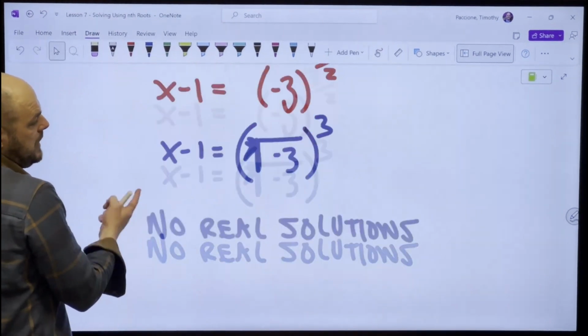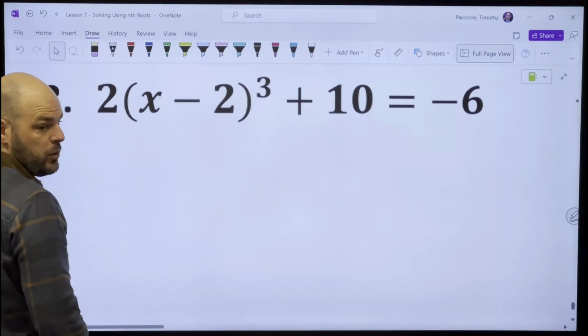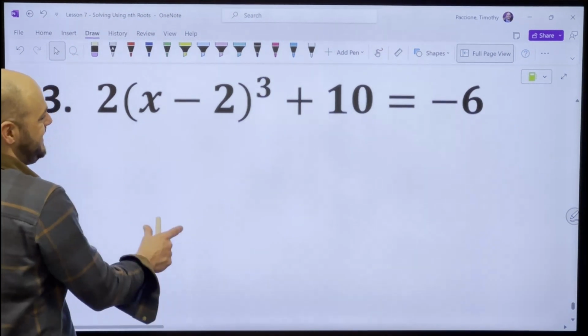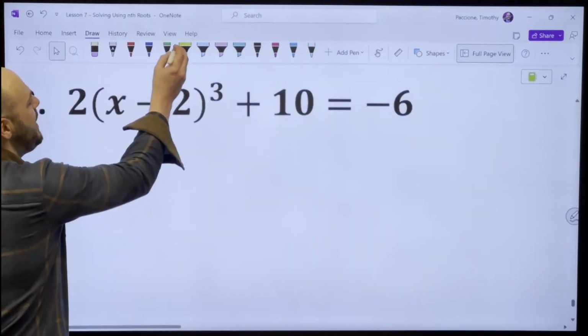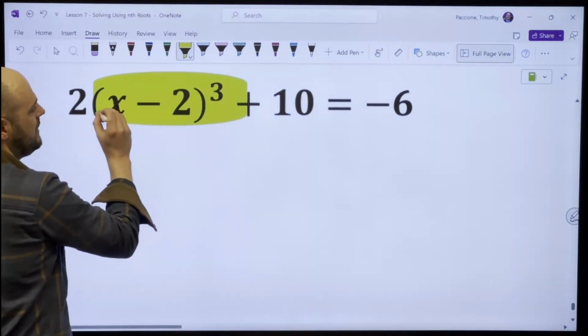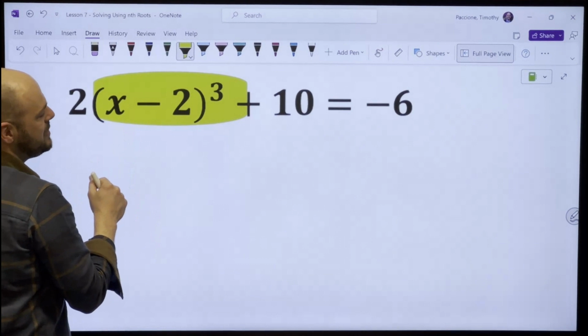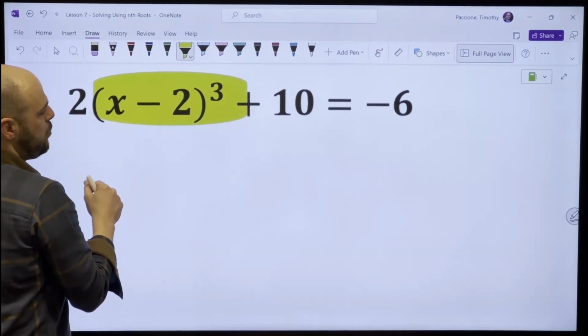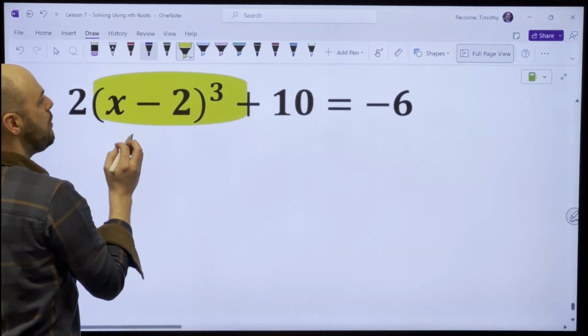All right. Last one. Do we need time? We're going to go through it. All right. So what am I isolating? X minus 2 to the 3rd. How many solutions do we expect? 1. Very good. Okay. So now what do I get rid of first?